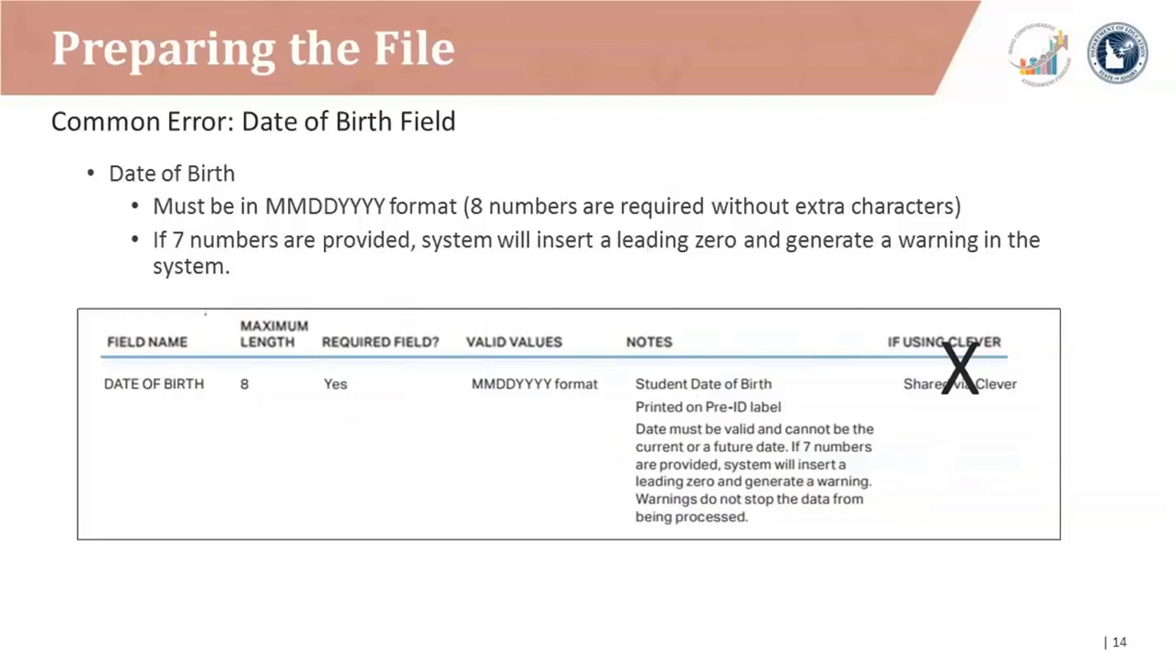Let's talk quickly about a common error and use an example that's found in the date of birth field. The date of birth should be entered as MMDDYYYY, which is made up of 8 numbers without extra characters. If 7 numbers are provided, the system will automatically insert a leading 0 and generate a warning in the system.